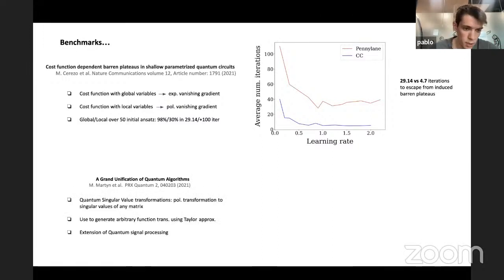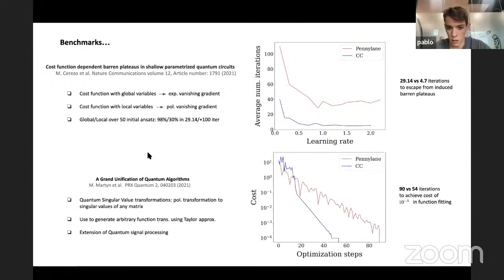Then you have this other paper introducing what is called a quantum singular value transformation in order to generate arbitrary function transformations using Taylor approximations. It is an extension of quantum signal processing. Again, what you have to keep in mind is that this is an optimization procedure in which you try to find good variational parameters to find the ground state of a system. This is just some information for you to dive into those papers in case you are interested.